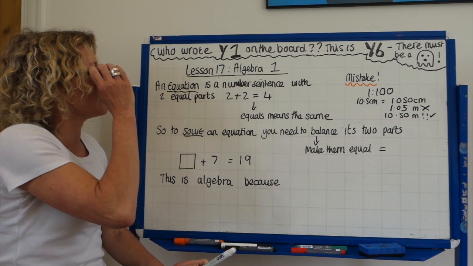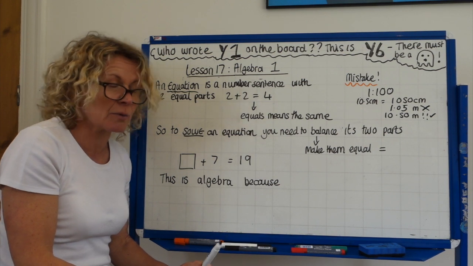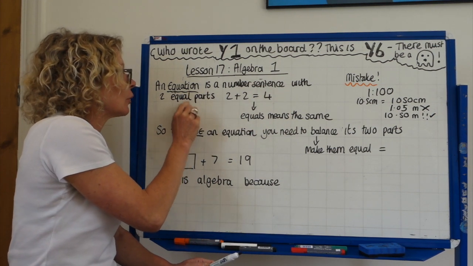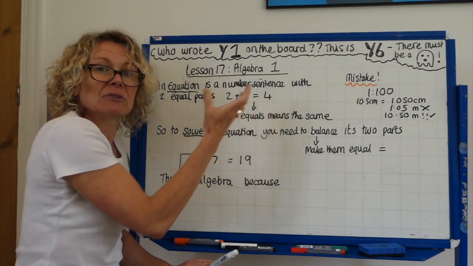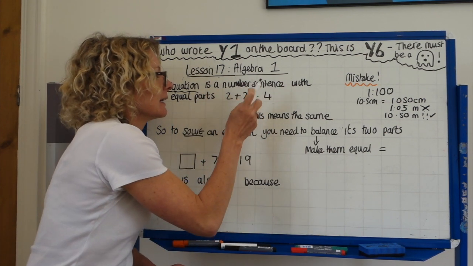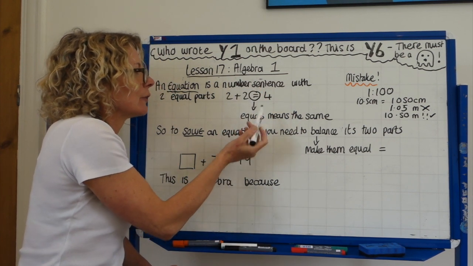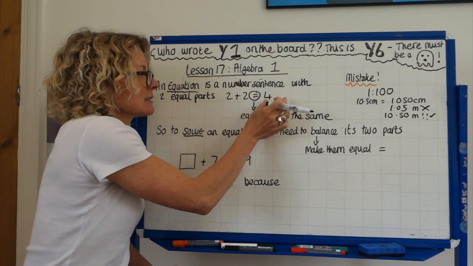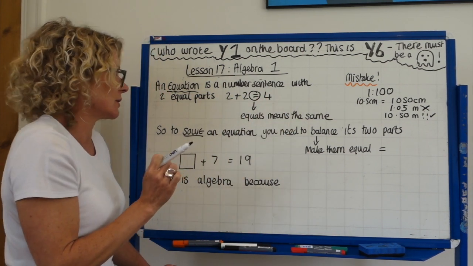And in algebra we talk a lot about equations. We talk a lot about equations in all of maths, okay? So let's look at what one is. An equation is a number sentence with two equal parts, okay? So this is an equation. Told you it came up a lot in maths. 2 plus 2 equals 4. And this sign here is the math symbol we use, which represents equals. So this side equals that side. So 2 add 2 is the same as 4. They are equal, they are balanced. You have to balance each side of the equation.